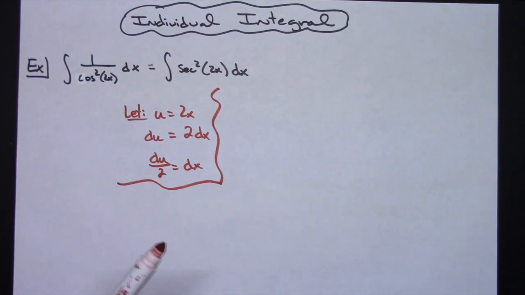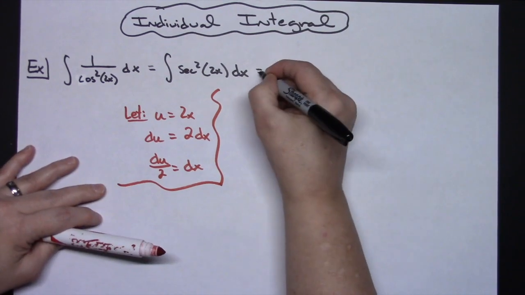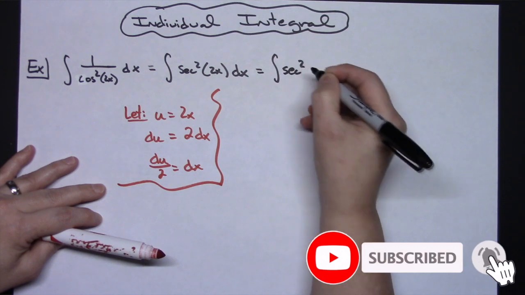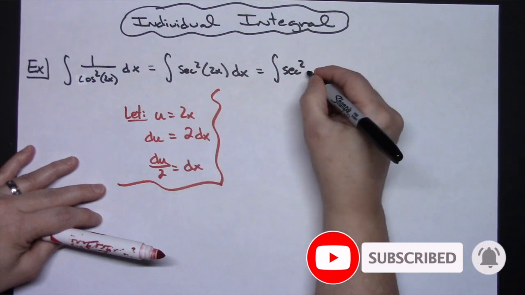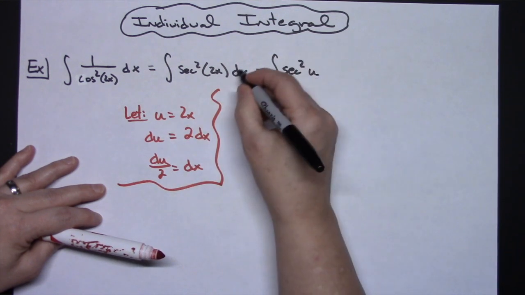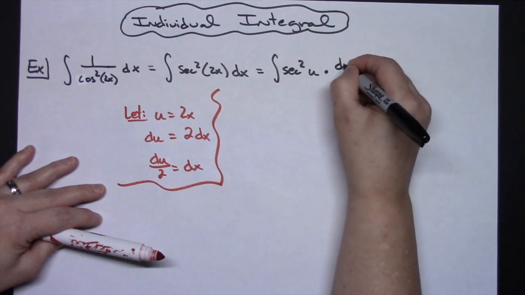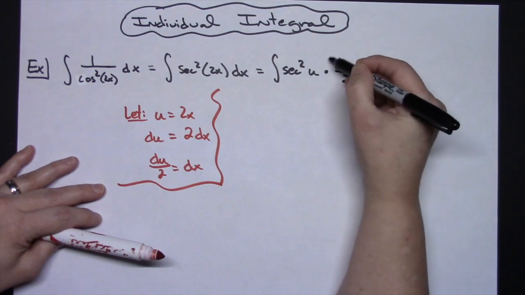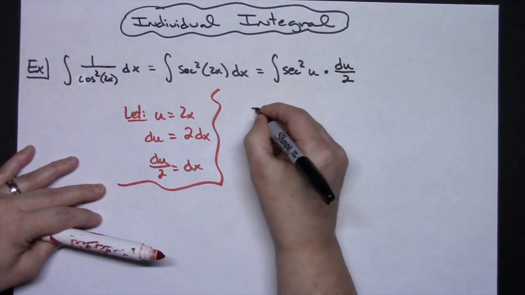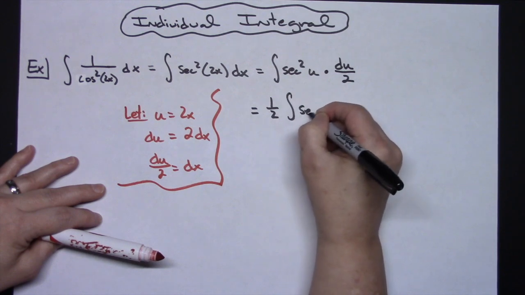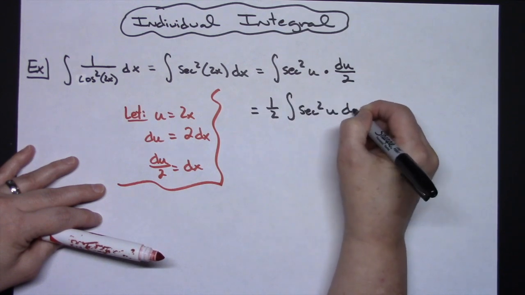Okay, from there then we're going to come back up and we're going to see what we can substitute out. So we'll have the integral, we'll have secant squared. For that 2x, I'm going to replace that with a u. For the dx, I'm going to replace that with what we said that was equal to, so du over 2. From here I'm going to be able to take out the 1/2. So we'll take out that 1/2 and then we'll have the integral of secant squared u du.